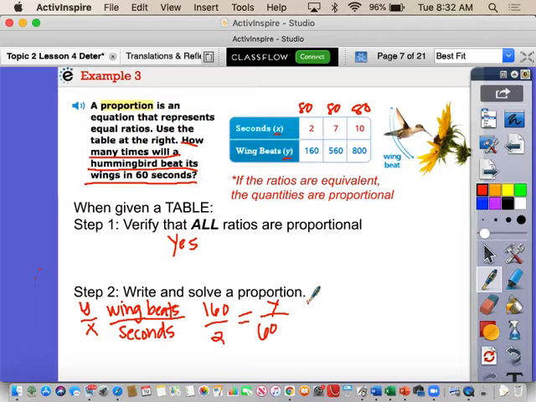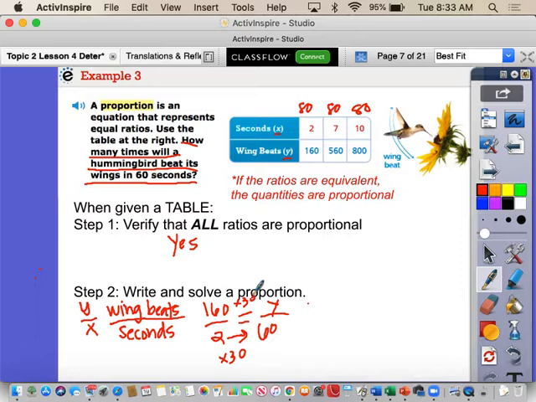Okay, and then from here, you can kind of use some mental math. If I'm creating an equivalent ratio, and I know I've gone from 2 seconds to 60 seconds, what am I doing with that 2 to turn it into a 60? What can we multiply 2 by to make it 60? 30. So times 30, and that means we would have to do what to 160? Multiply it by 30. Okay, so what is 160 times 30?